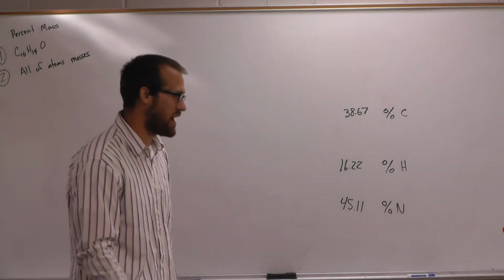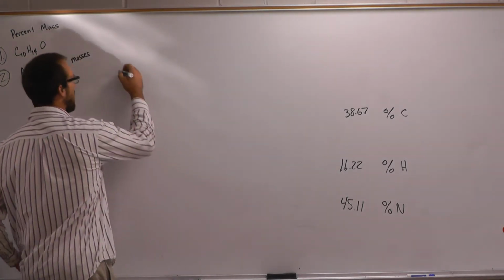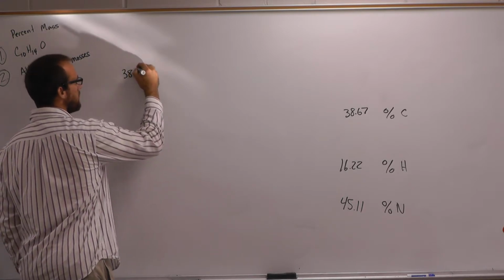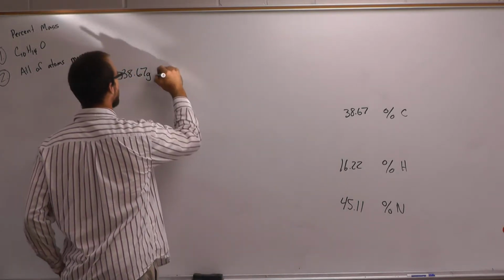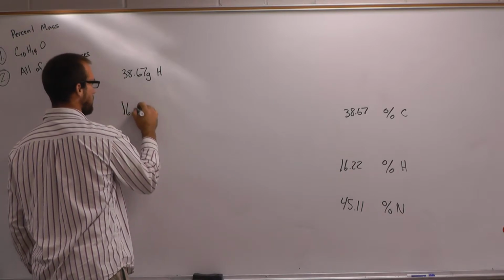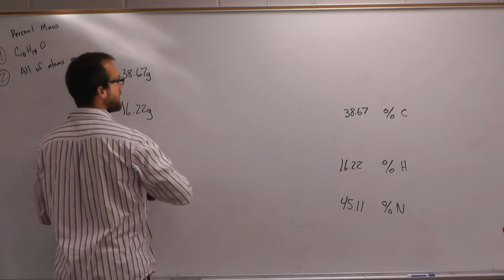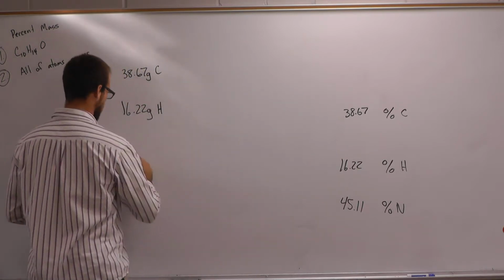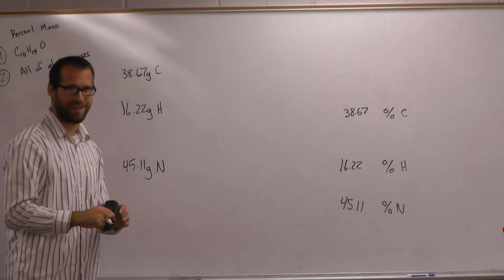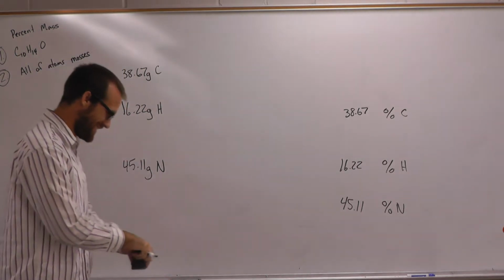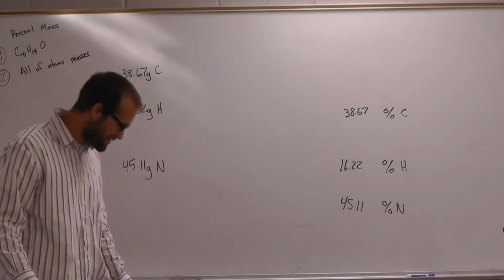Okay, so it doesn't matter. You could try 2 grams or 5 grams, but use the easy one. Let's assume this is out of 100 grams, which tells me that I have how many grams of carbon? 38.67. Okay, and 16.22 for hydrogen. You just divide them by the molar mass.